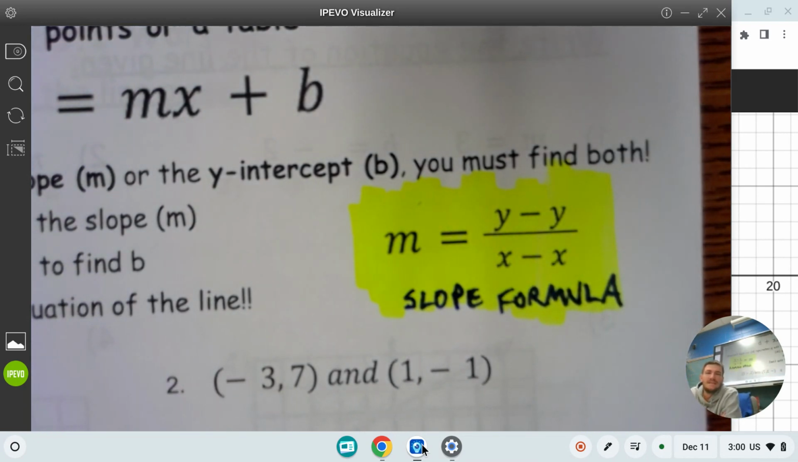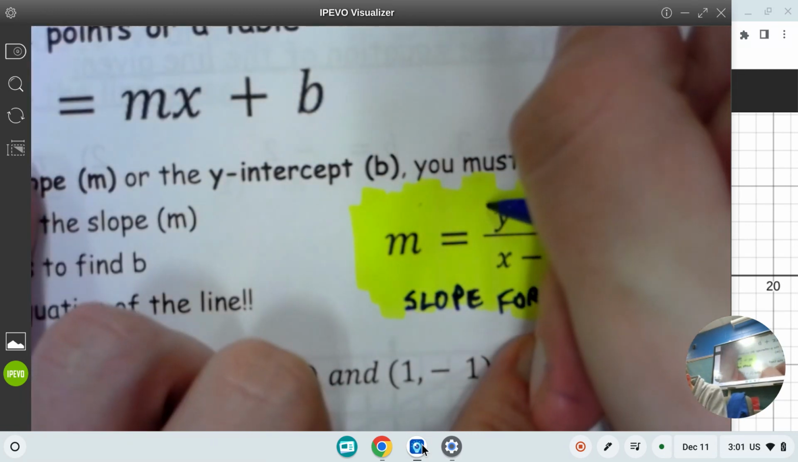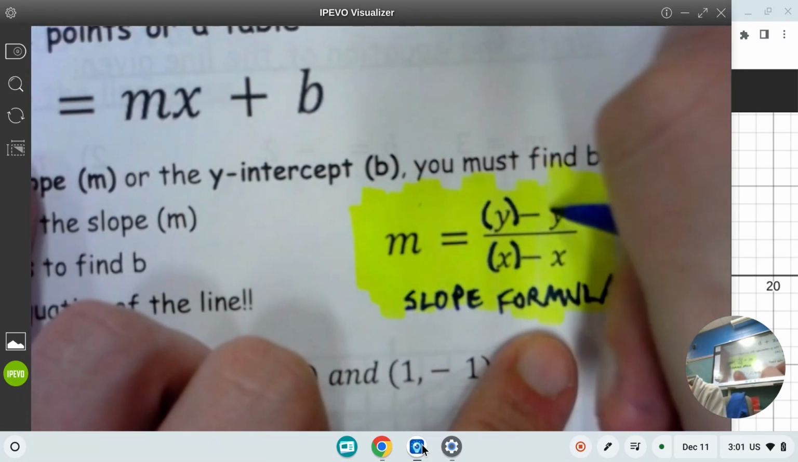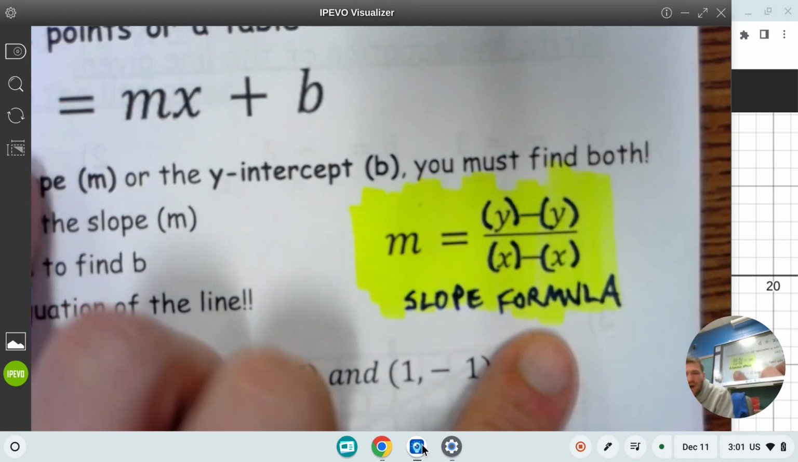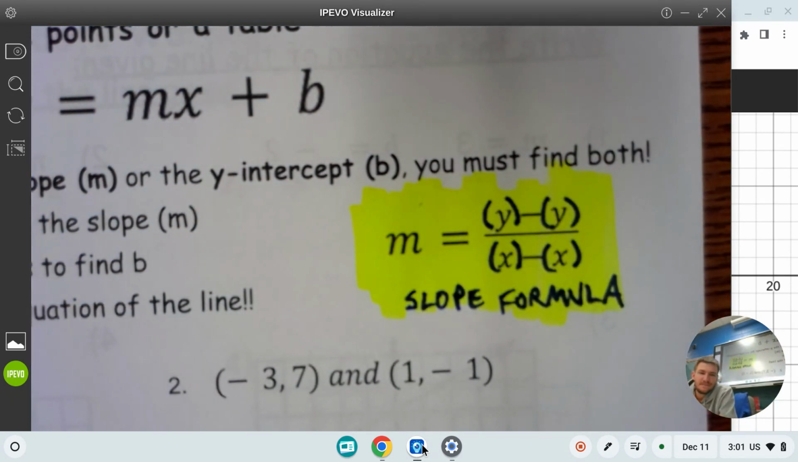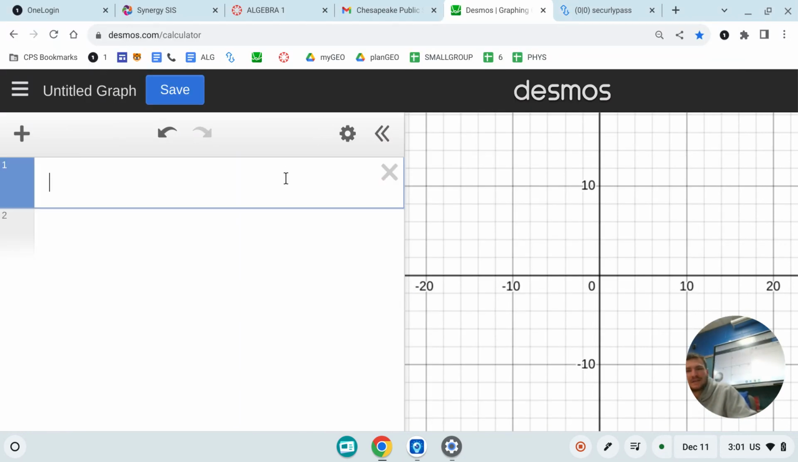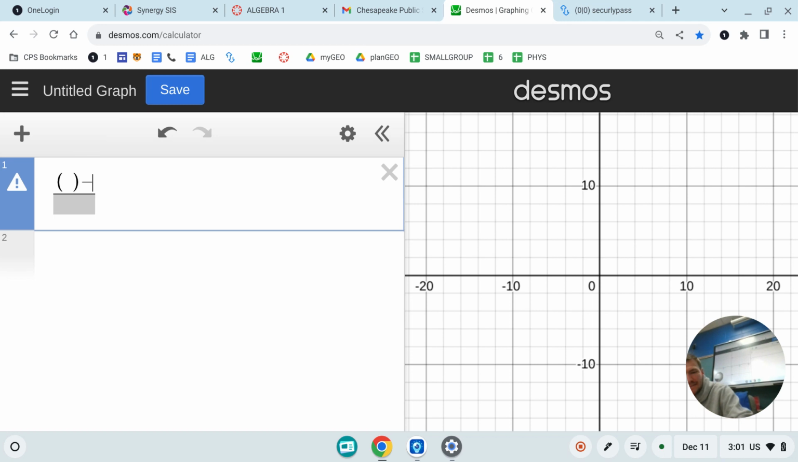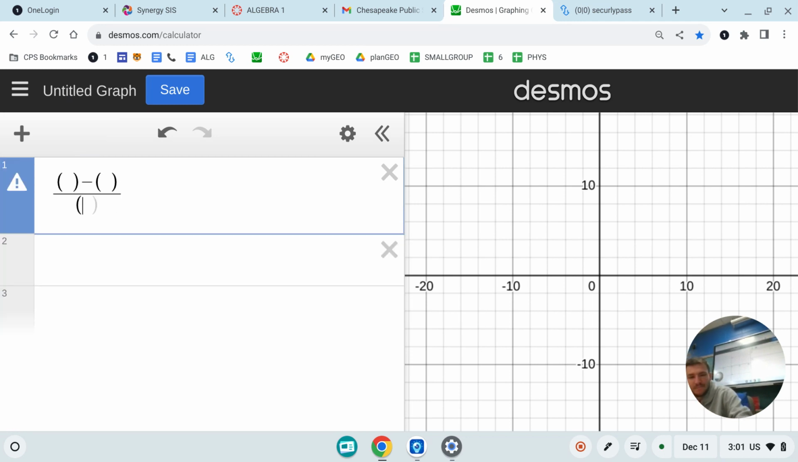Who knows? This is called the slope formula. And with the slope formula, one thing is that I always put parentheses on these letters. So you might remember going to Desmos and typing fraction, parentheses minus parentheses. Oh, I got distracted by the door. And on the bottom, parentheses minus parentheses. So what I would recommend is if you have Desmos, get this going.